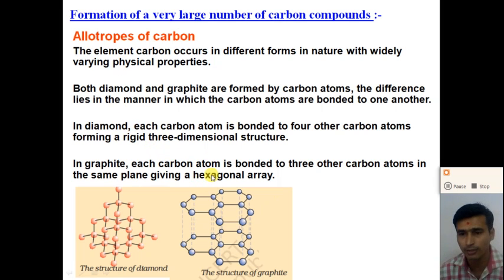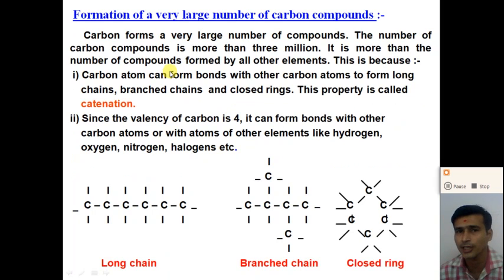Another allotrope of carbon is fullerene, right? In that, the carbon atoms make covalent bonds with other carbon atoms in a pentagonal structure, right? So these are the allotropes of carbon. A very large number of carbon atoms form some different allotropes of carbon, right? So understand, dear student.